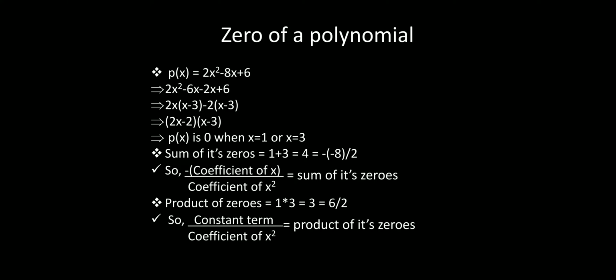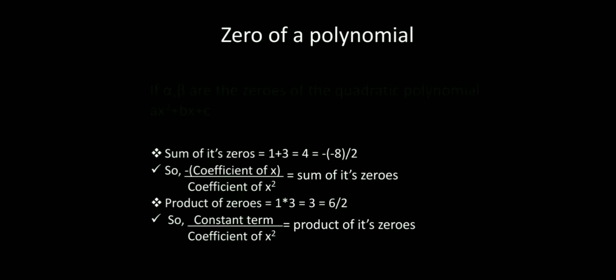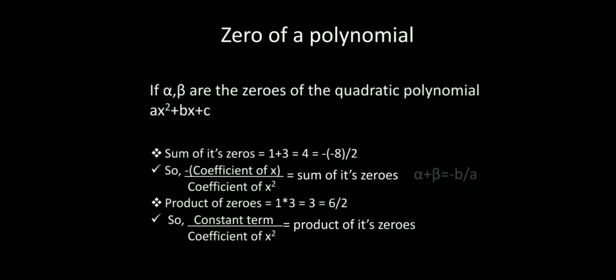So can you relate a formula? Yes. Next is the product of zeros. Now we are multiplying both zeros, so we got 1 into 3, which is 3, and 6 divided by 2 is equal to 3. Here 6 is the constant term and 2 is the coefficient of x square, so we related the formula like that. If alpha and beta are the zeros of the quadratic polynomial ax square plus bx plus c, then alpha plus beta equals minus b by a, and alpha into beta equals c by a.